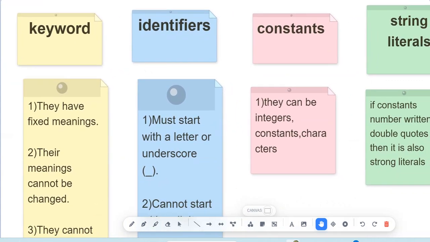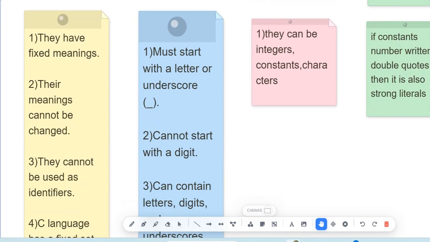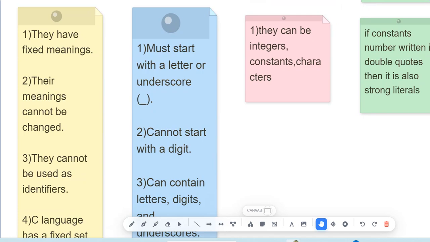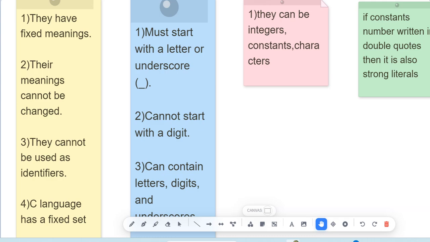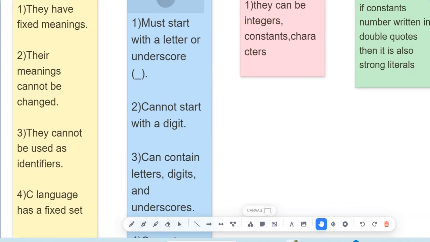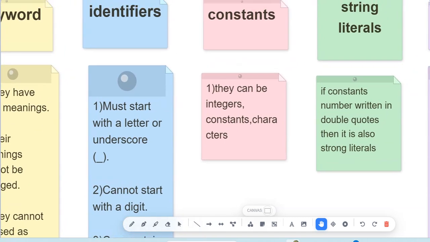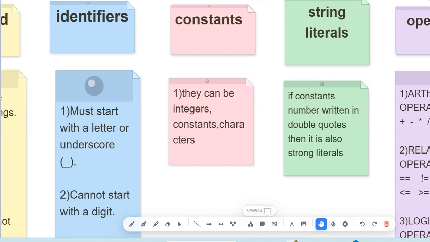the additional points related to these keywords, identifiers, constants, string variables, operators, and special symbols. Again, once see, keywords means they have the fixed meanings. They can't be changed. The meaning can't be changed. They cannot be used as identifiers, and there are a fixed set of keywords that are available in the C program.